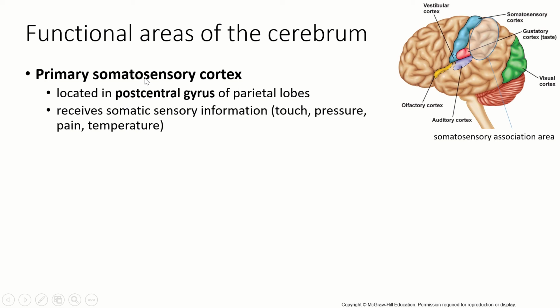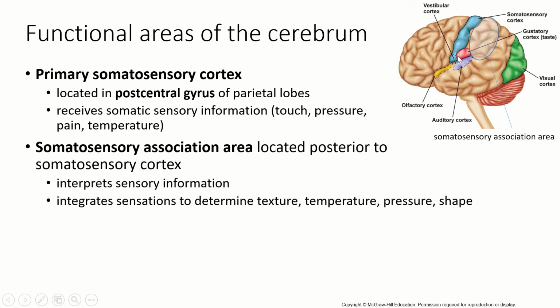Somato comes from the same root as soma, body. So this is going to receive sensory information from the body. Touch, pressure, temperature, pain, all of those things that we think of as our sense of touch, these are going to come into this section. Now, this is not going to be vision, smell, hearing. Those are going to be handled somewhere else. So this is the somatosensory cortex.